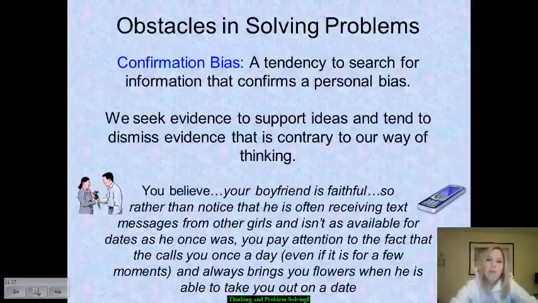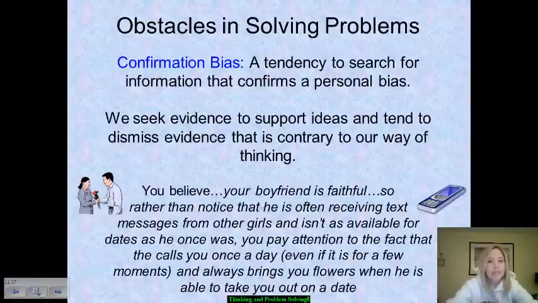Another issue to problem solving is confirmation bias. This is when we have a tendency to look for information that confirms what we believe. So the basic idea behind this is when we think we're right, we're going to look for evidence that proves we're right. We're not going to say, oh, you don't think I'm right? Okay, well, let me look to prove you right. We do the complete opposite. We say, no, I definitely think I'm right, and I'm going to prove it to you. So we look for evidence that supports our ideas, and we tend to dismiss anything that seems contrary to our way of thinking.